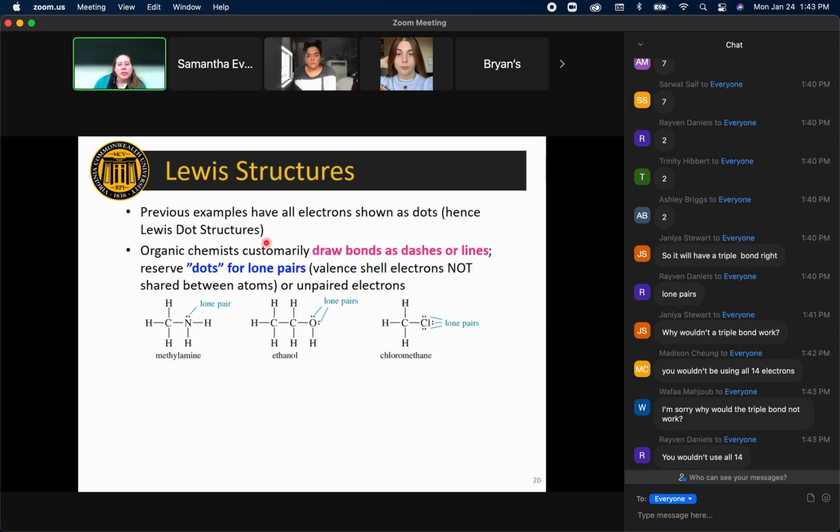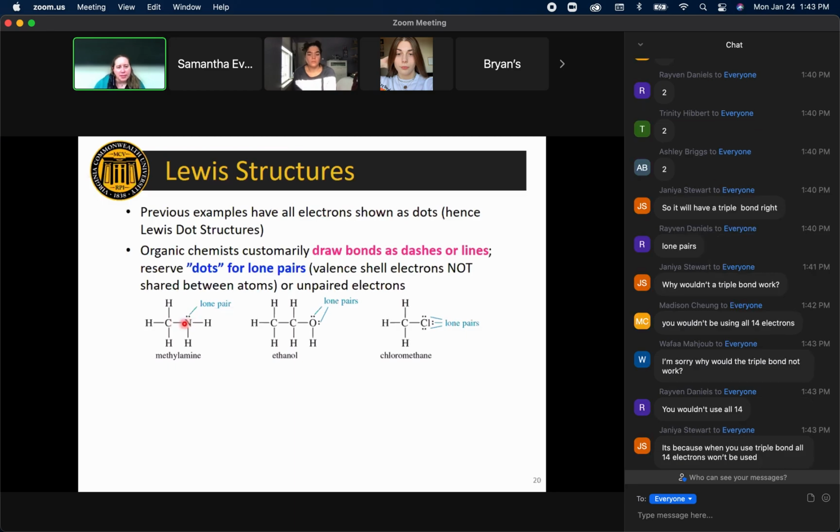Okay, we've been looking at Lewis dot structures where we've been representing the bonding electrons as 2 dots between 2 atoms because each dot represents an electron. In this class, I want you guys to start getting accustomed to using a line or a dash to represent a bond, and that's going to represent the 2 atoms that are in a bond. Lone pairs should still be shown as dots.